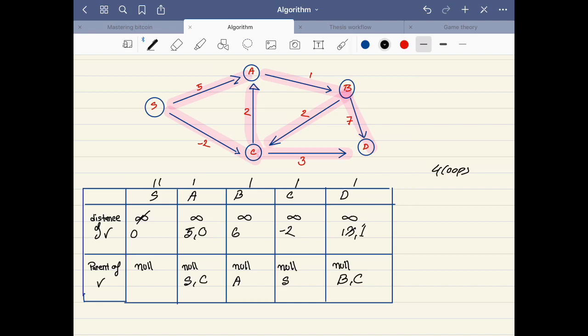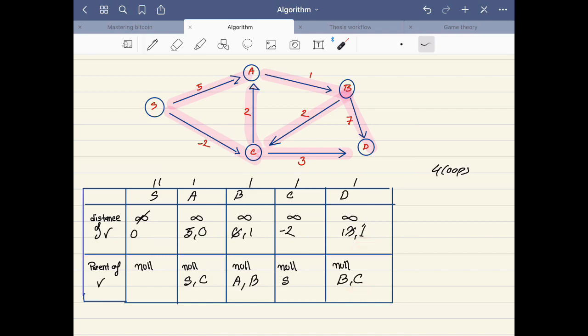So from A we can go to B. A has 0, so 0 plus 1 would be 1, which is much smaller, so we update it. Okay, and we can't go anywhere else from A. From B we can go to C. So 1 plus 2 would be 3, but C already has something much smaller, right? And we can go to D. So 1 plus 7 would be 8, but D already has a much smaller value, which is 1, so nothing needs to be updated.